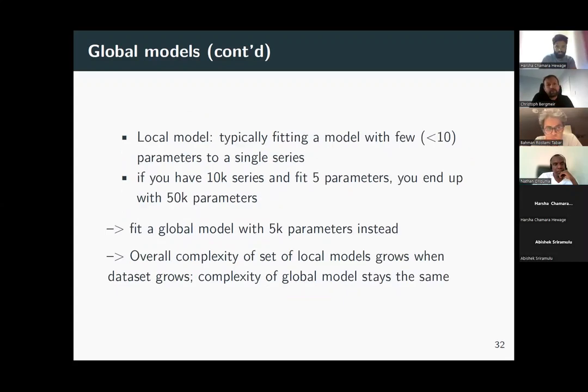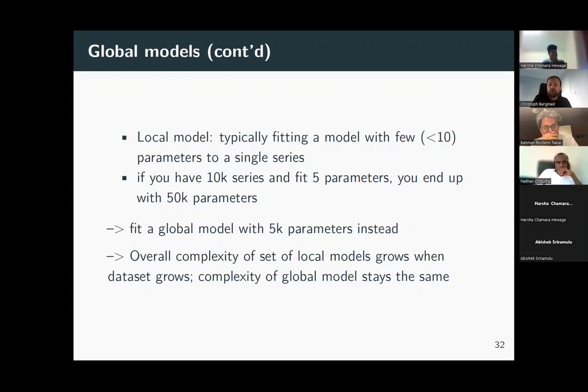So I think the way to think about it is the following. If you have a local model that trains per series, let's say you fit ETS. ETS will maybe have only 5 parameters, or less than 10 parameters. But now if you have 10,000 series, and on each series you fit a model with 5 parameters, you end up with 50,000 parameters. If you fit a global model, just one model across your 10,000 series, you can obviously use a model with, for example, 5,000 parameters, which is a lot smaller than a model with 50,000 parameters.